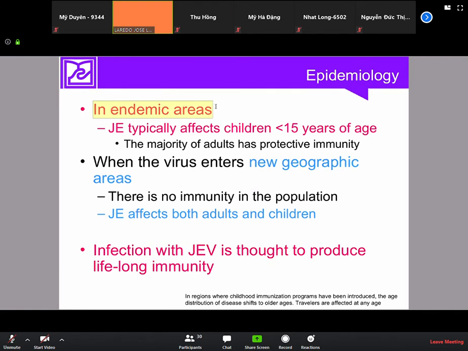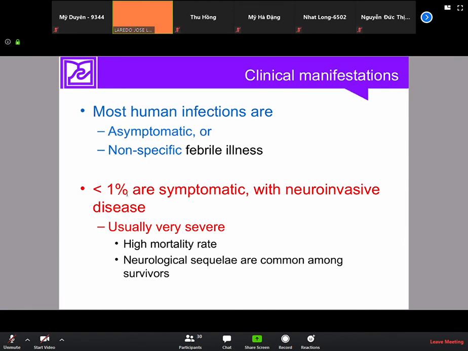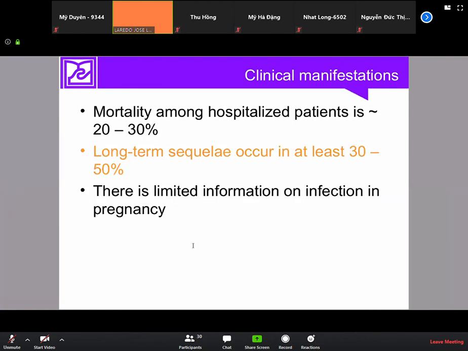In endemic areas, so in Vietnam, Japanese encephalitis typically affects young children, because they are infected very early in life. When we are infected, immunity is forever, so we will be protected forever. I told you that very few humans, less than 1% of infected people, will be symptomatic, but they will be very severe with a very high mortality. And if they don't die, they may have sequelae between 20 to 30%, as I told you.